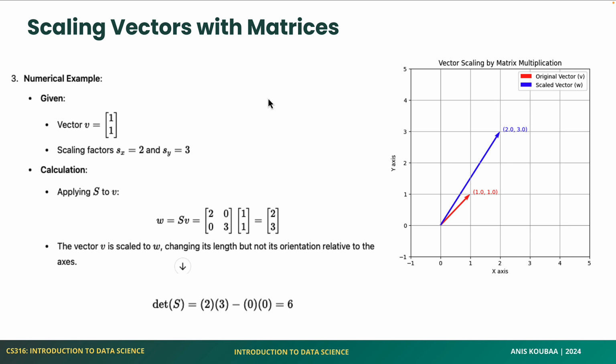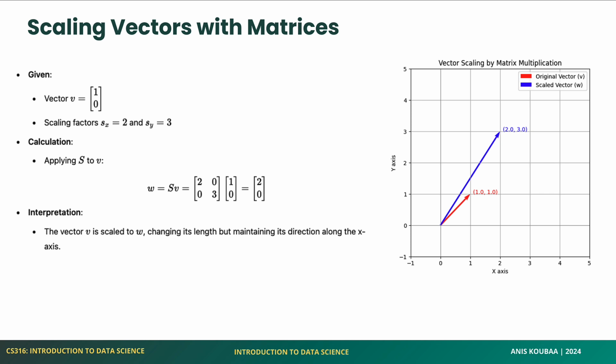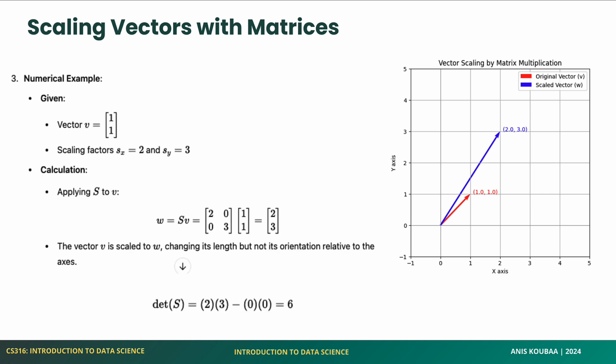Look at this example here. We have a vector 1 and 1. And we have this scaling matrix. So this is our original example. So let me take now another vector. When I took 1 and 1, what happened? It has changed this vector both in magnitude and also in the angle.